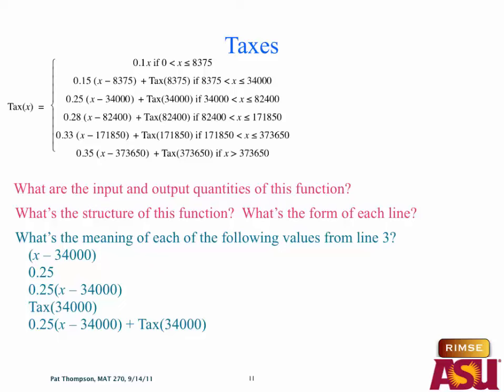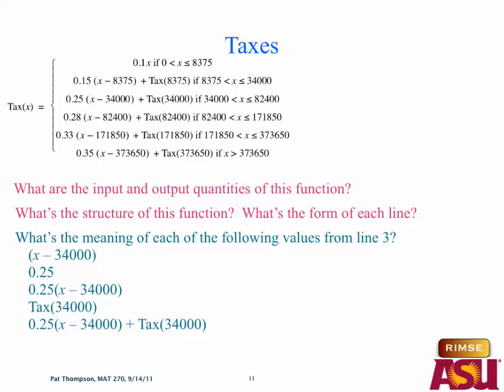And then 0.25 times X minus 34,000. Veronica. Tax due on the money in that bracket. Cool. Okay. And let's see. Tax of 34,000. I think that's the taxes that you paid on the money not in that bracket. Taxes that you paid on the money not in that bracket.